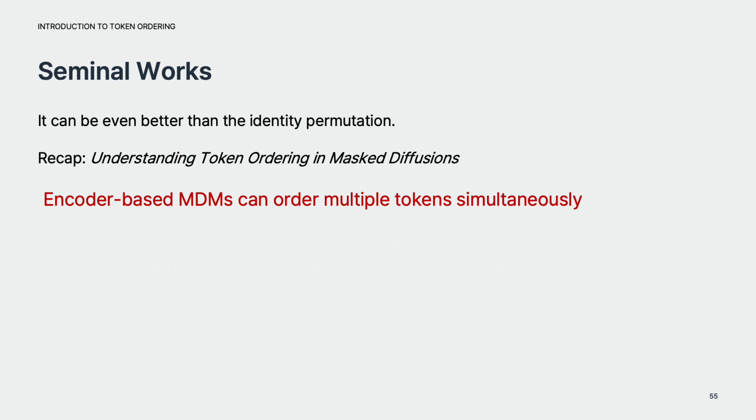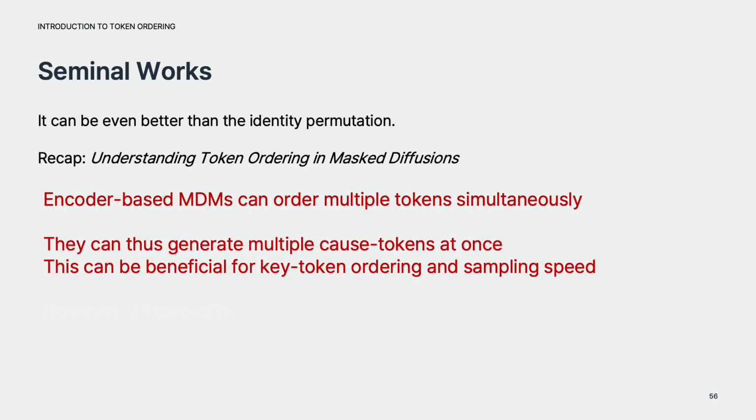The lesson of the paper: encoder-based MDMs can order multiple tokens simultaneously. This means they can generate multiple cause tokens at once, which can be beneficial for key token ordering and for speeding up sampling. But indeed, encoder-based models inevitably come with trade-offs, such as requiring more time steps.